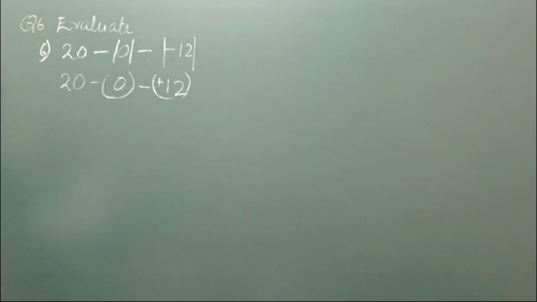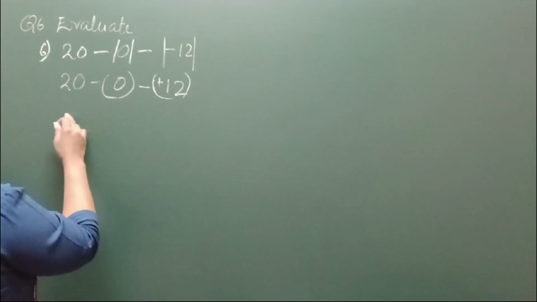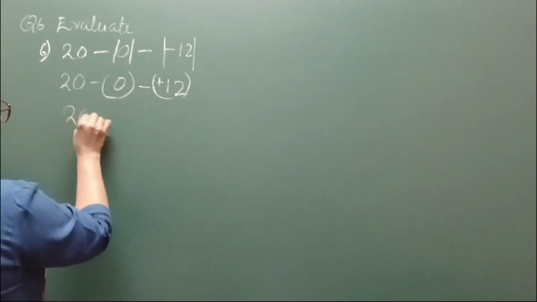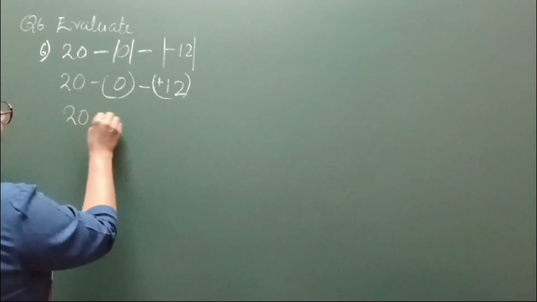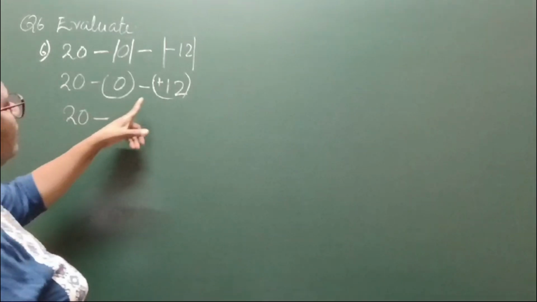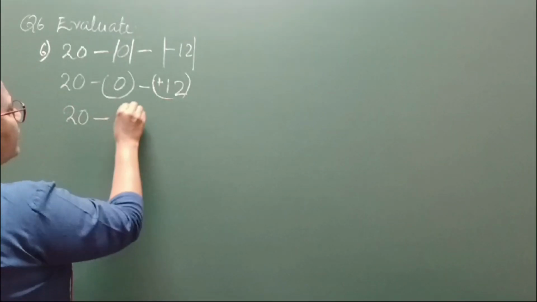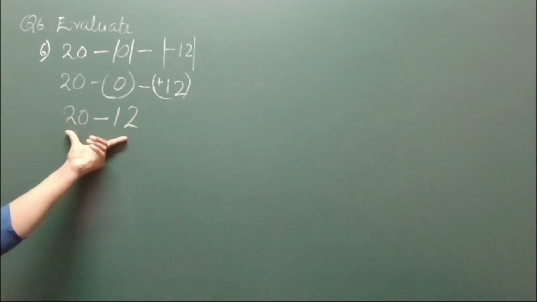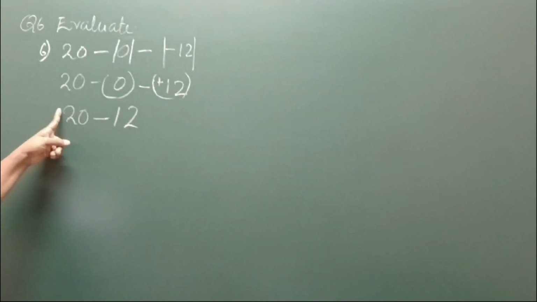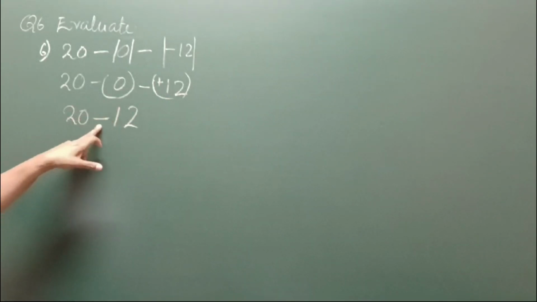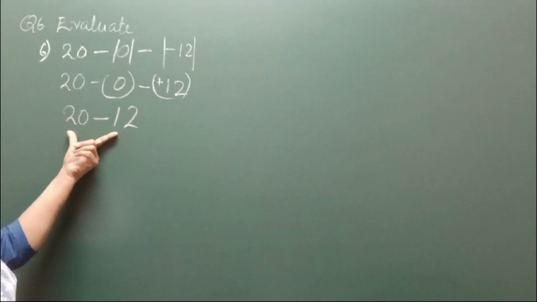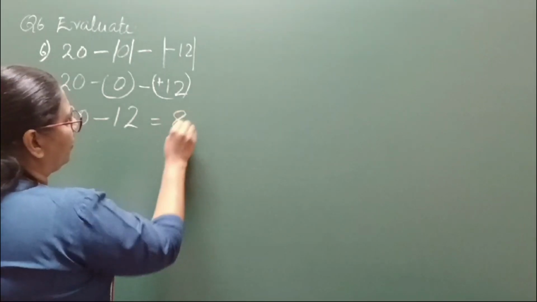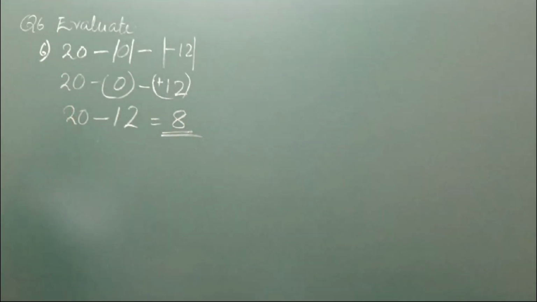Okay. Now 20 minus 0. This bracket we are removing. 20 minus 0 is equal to 20. Then this minus sign as it is. Then 12, that is plus 12. Okay, both are positive. This is positive and this is also positive. Here we have to just subtract. 20 minus 12 is equal to 8. Our answer is 8.